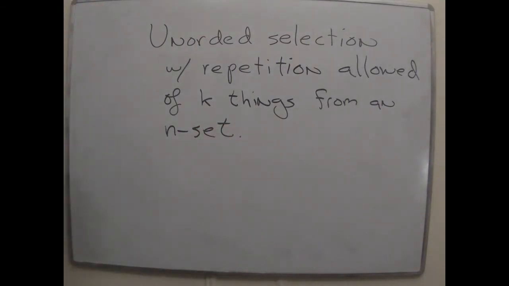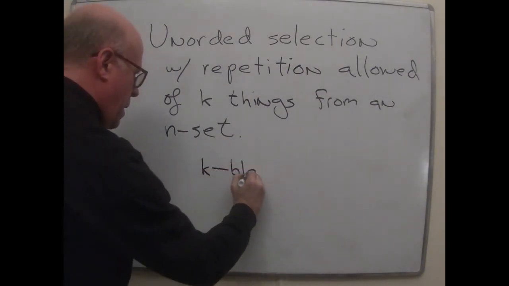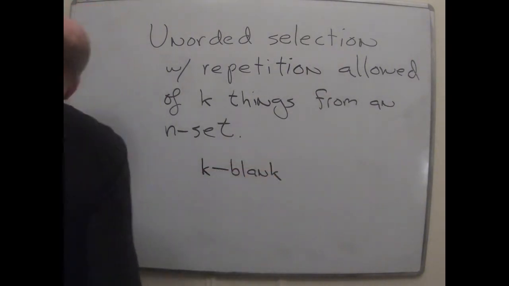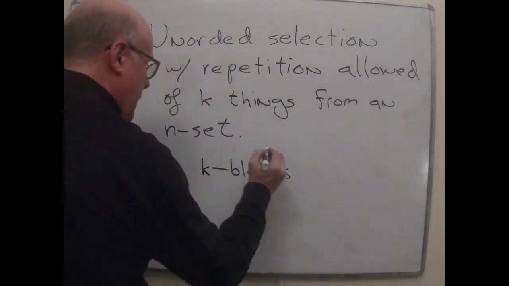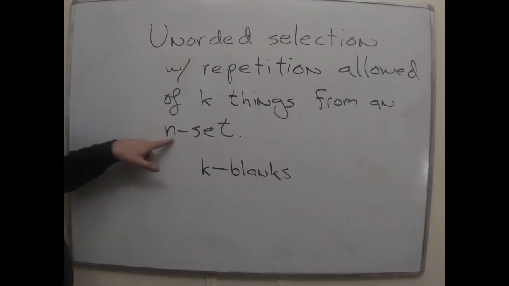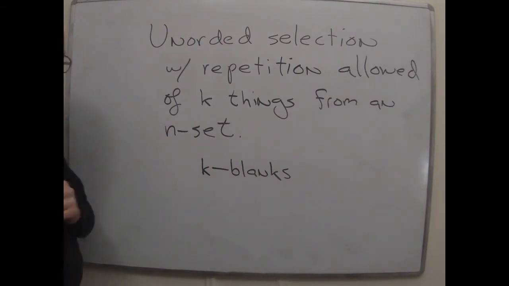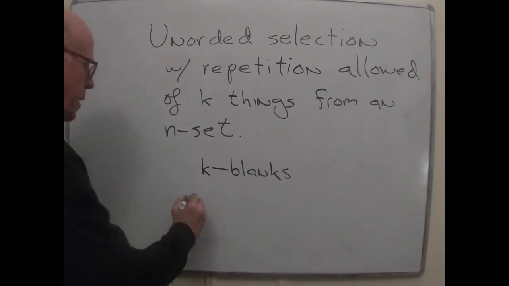All right. So, how many blanks are we going to need? K of them. That's the K things. K blanks. What about commas? How many commas are we going to need? Well, we're talking about an n set. So n was 3 in my last example. We need enough commas to separate n things, or n groups of things, some of which may be empty. Well, that's n minus 1.